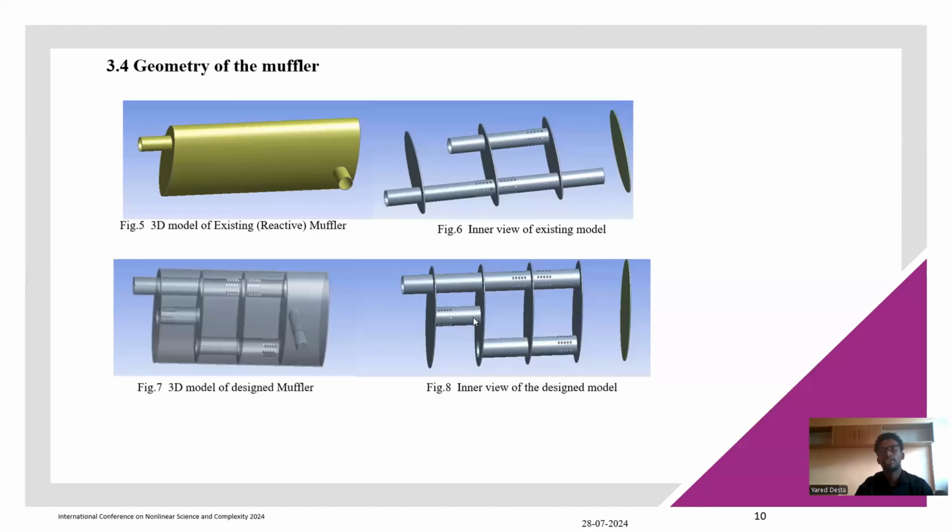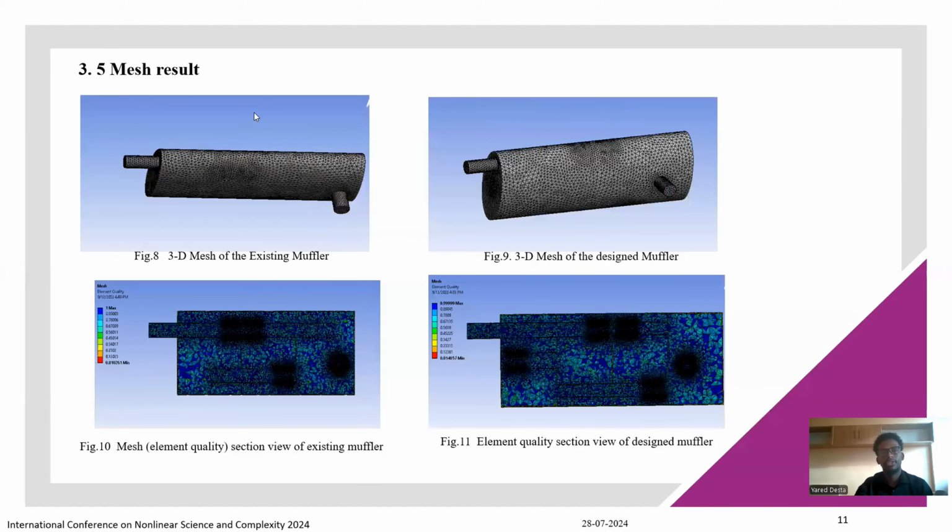It's similar, but what makes the existing muffler different from the designed one is that the design has a modification made by increasing the chambers. In the existing case, we have 3 sections, but in the design case, we have 4 chambers. So this is the difference, and the design configuration is also different. So this is the mesh result, and this shows the quality of the mesh.